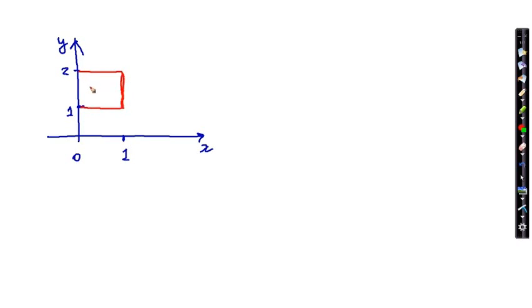So our f is non-zero here. F is given by that formula, 1 over 3 times something, and f is 0 outside this square. So f is 0 everywhere else. And we are asked to calculate the probability that y is less or equal than 1.2.